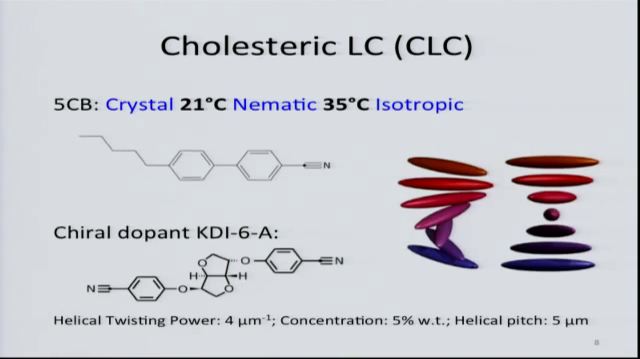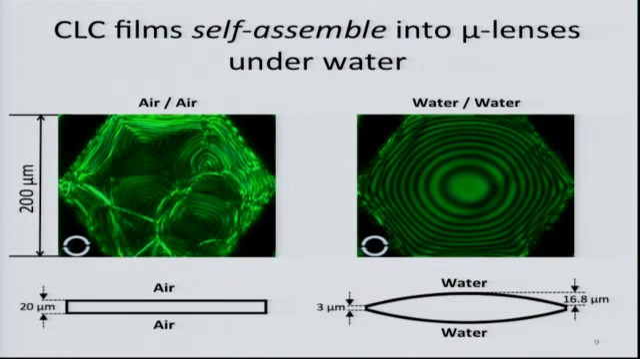And to make a cholesteric liquid crystal, we use this well-known 5-CB compound, and then we added a small amount of chiral dopant to it. And what that does is, when we have such a cholesteric liquid crystal, we'll have these 5-CB molecules that will spatially rotate.